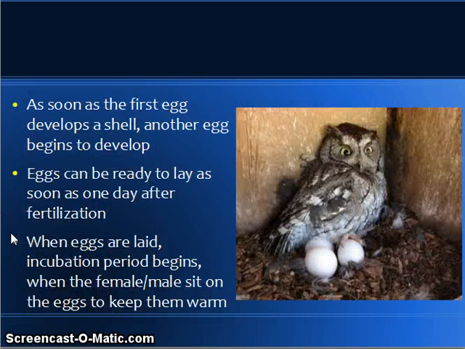As soon as the first egg in the female develops a shell, another egg begins to form. And eggs can be ready to lay as soon as 1 day after fertilization, and as soon as the shells have formed. And then when the eggs are laid, the incubation period begins, which is basically when the male or female owl sits on the eggs to keep them warm and make sure they don't die.